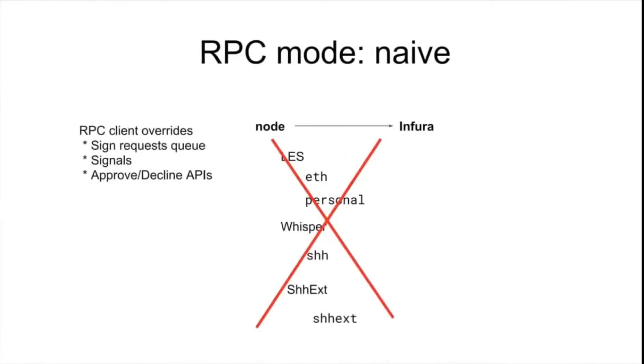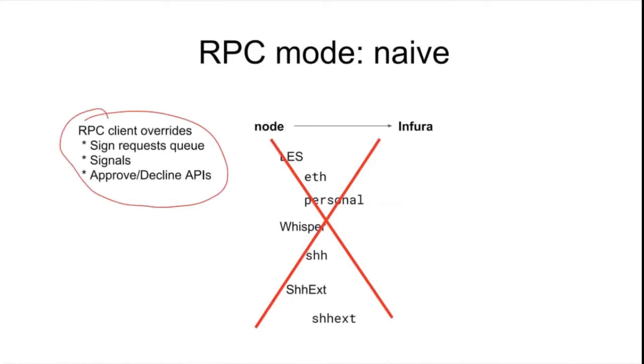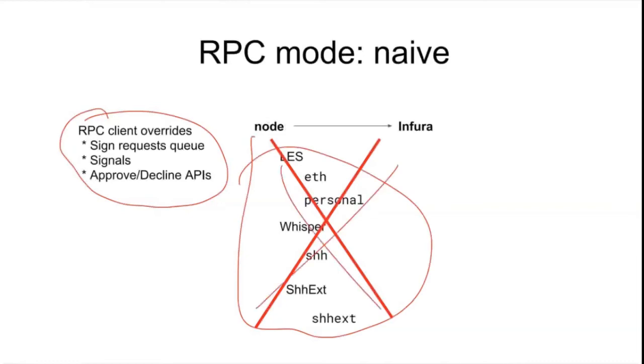So the RPC mode is a bit different. Again, let's start with a super simple approach. We already have this client override, right? So we already have it from the LES mode. The whole point of having RPC is not to run anything locally. So let's not run it at all, and just use this client to redirect everything to Infura or other upstream RPC nodes, and then get the response back, which is a very simple approach, right?